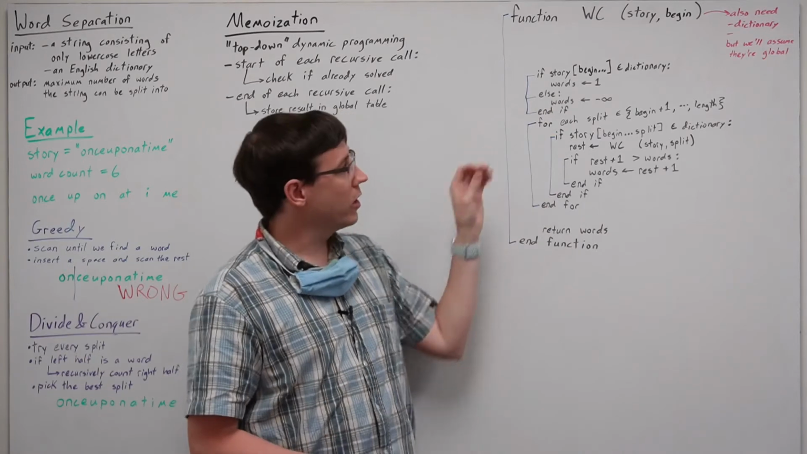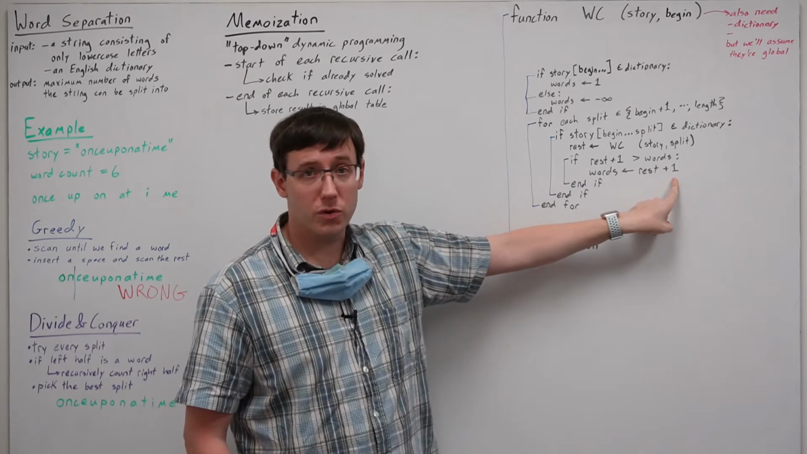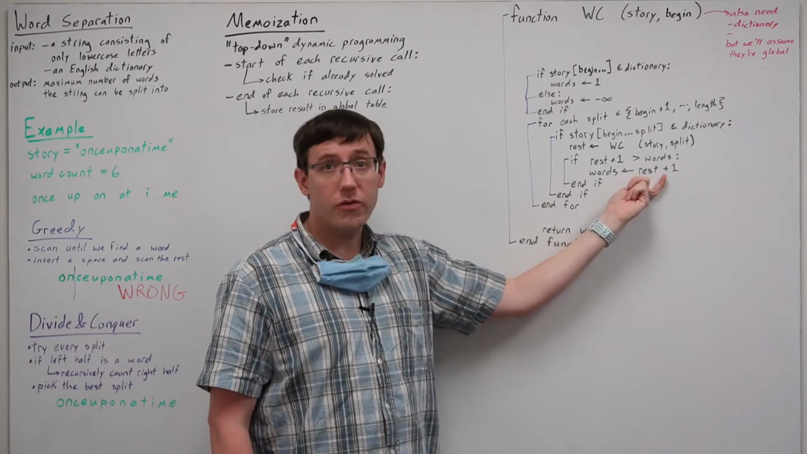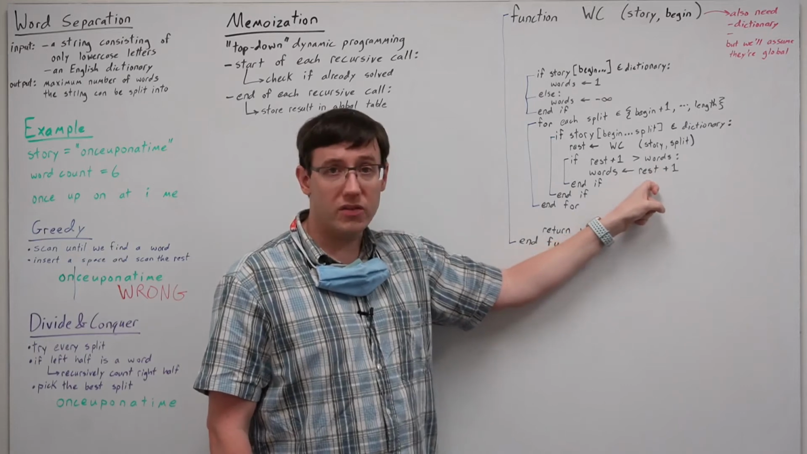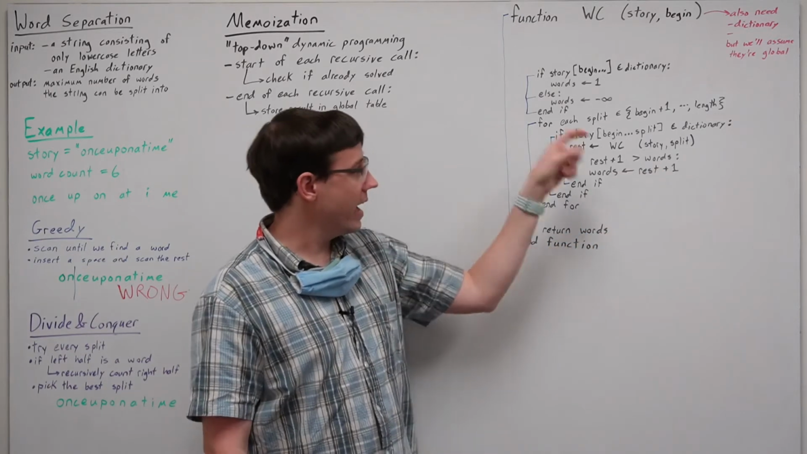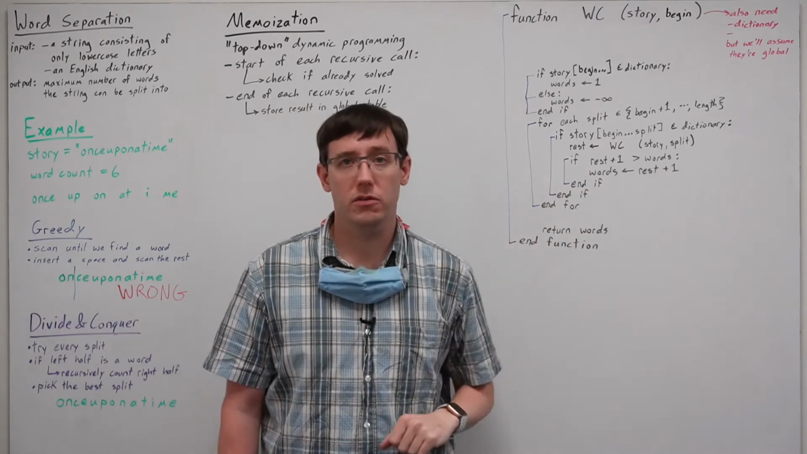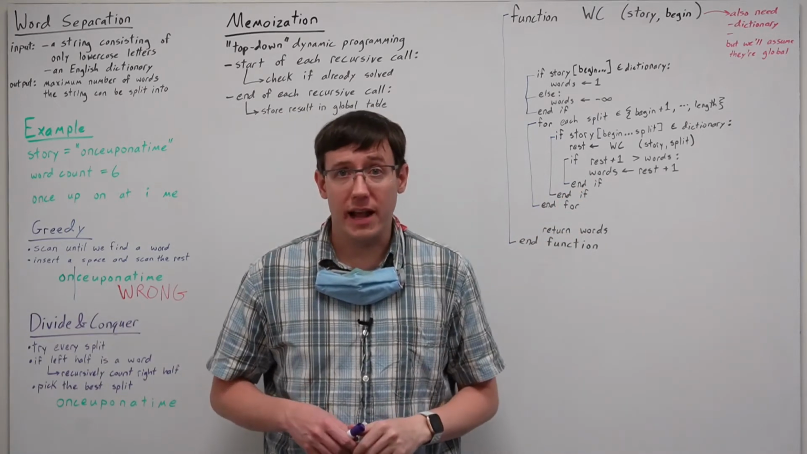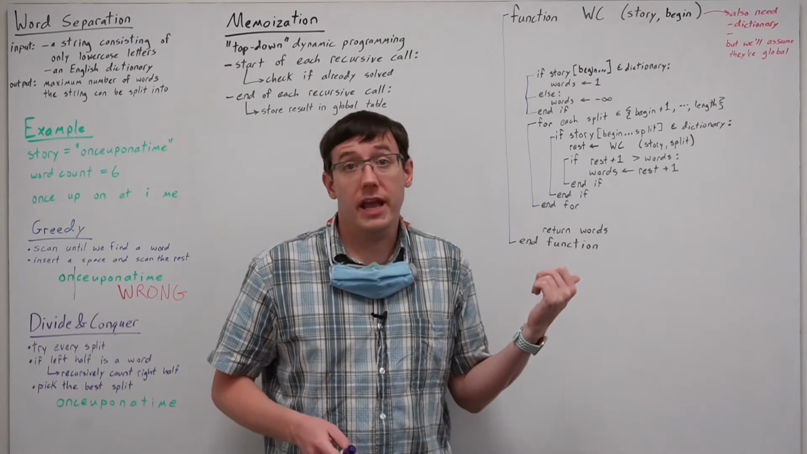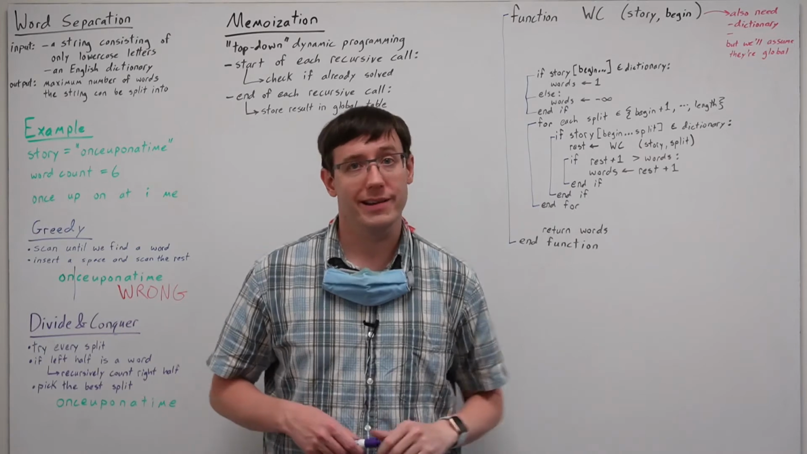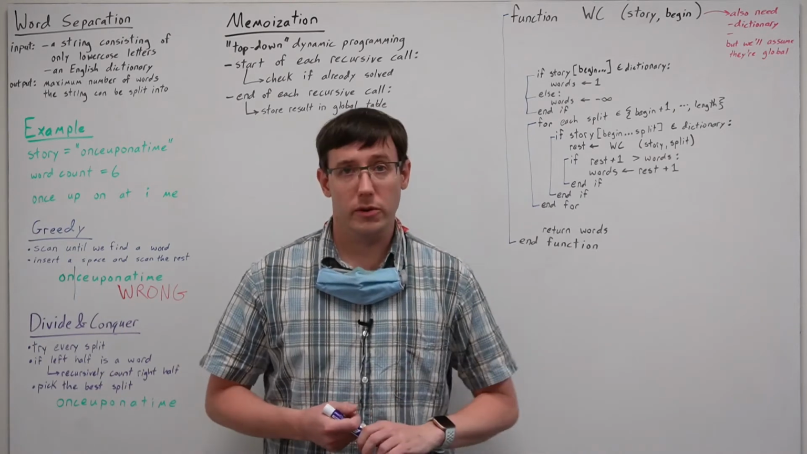And because the recursive calls return minus infinity, even if the first part was a word, if we don't find a valid split of the rest, we'll get minus infinity, and we won't pick that as the best word count unless there are no other options. So this seems like a valid algorithm for the word count problem, and you should try sketching an inductive proof for its correctness. But let's think about how much work this algorithm is doing.